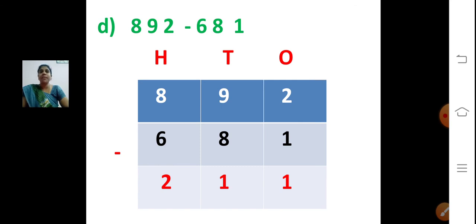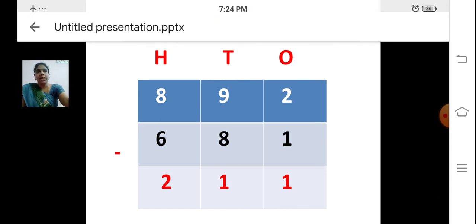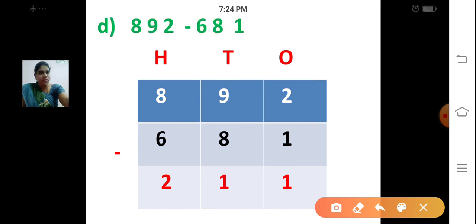We're going to subtract 892 minus 681. Let's write the numbers in the exact places. First take the bigger one, 892. 2 in the ones place, 9 in the tens place, 8 in the hundreds place. Now take the smaller number 681. Write in the exact places. 1 in the ones place, 8 in the tens place and 6 in the hundreds place.